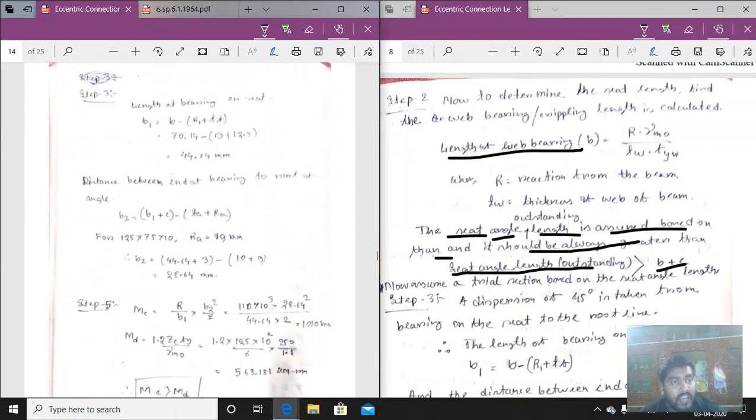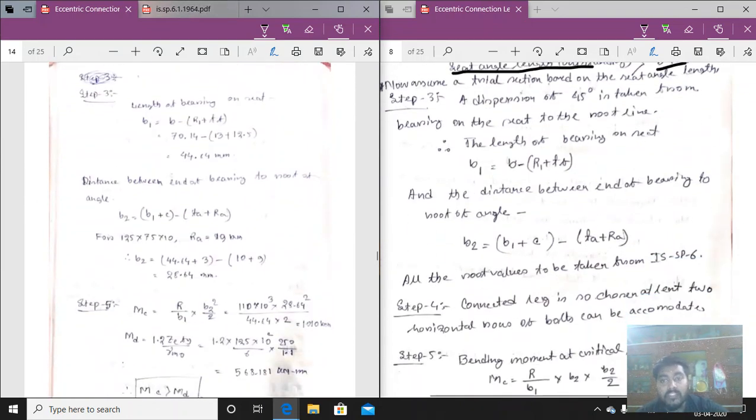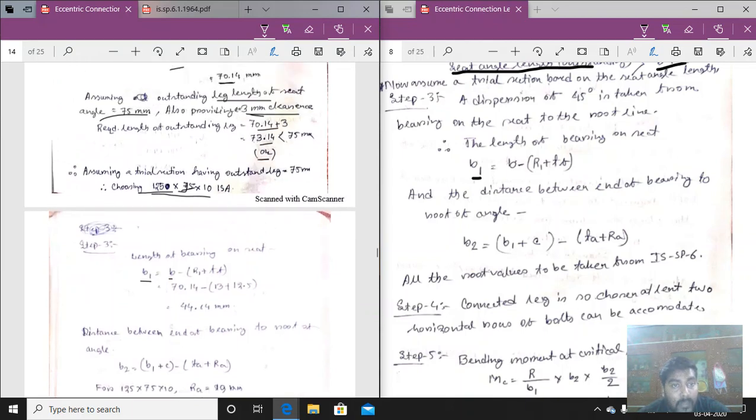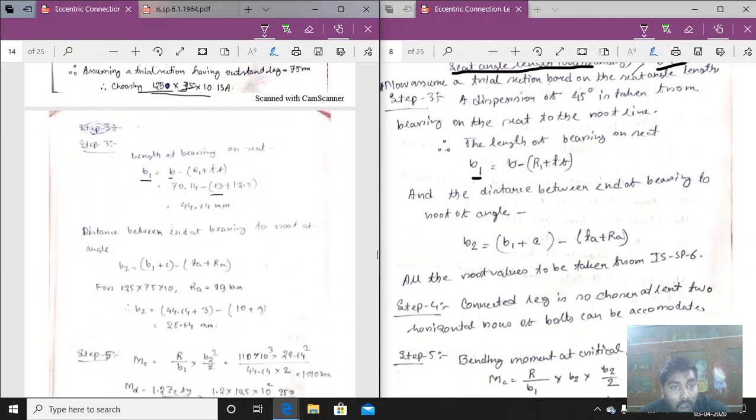So now check step number 3. Step number 3 is dispersion of 45 degrees is taken. This is for the web crippling function. Now B1 equals B minus R1 plus TF. So B1 equals capital B minus R1 plus TF. We have calculated the B value as 70.14, minus R1 plus TF.